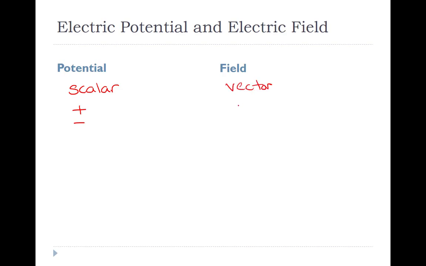For field, this is a vector. And what really matters is direction. Do the directions of the individual contributions to the total electric field work to add to something or cancel each other out? What's going on?